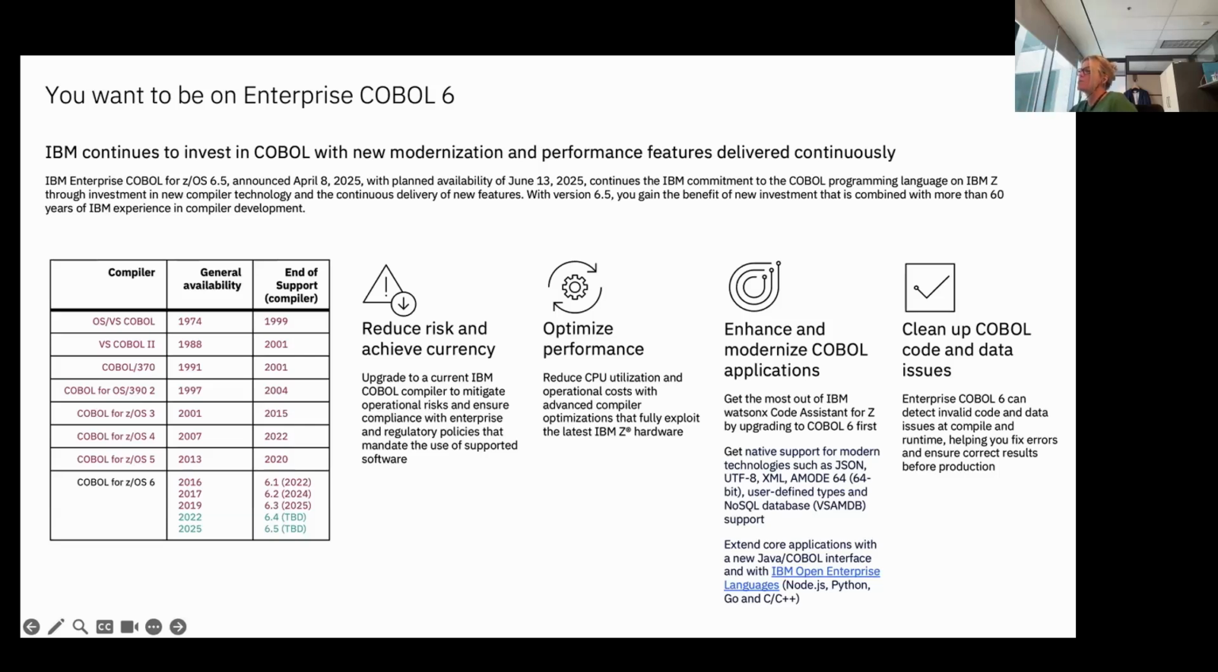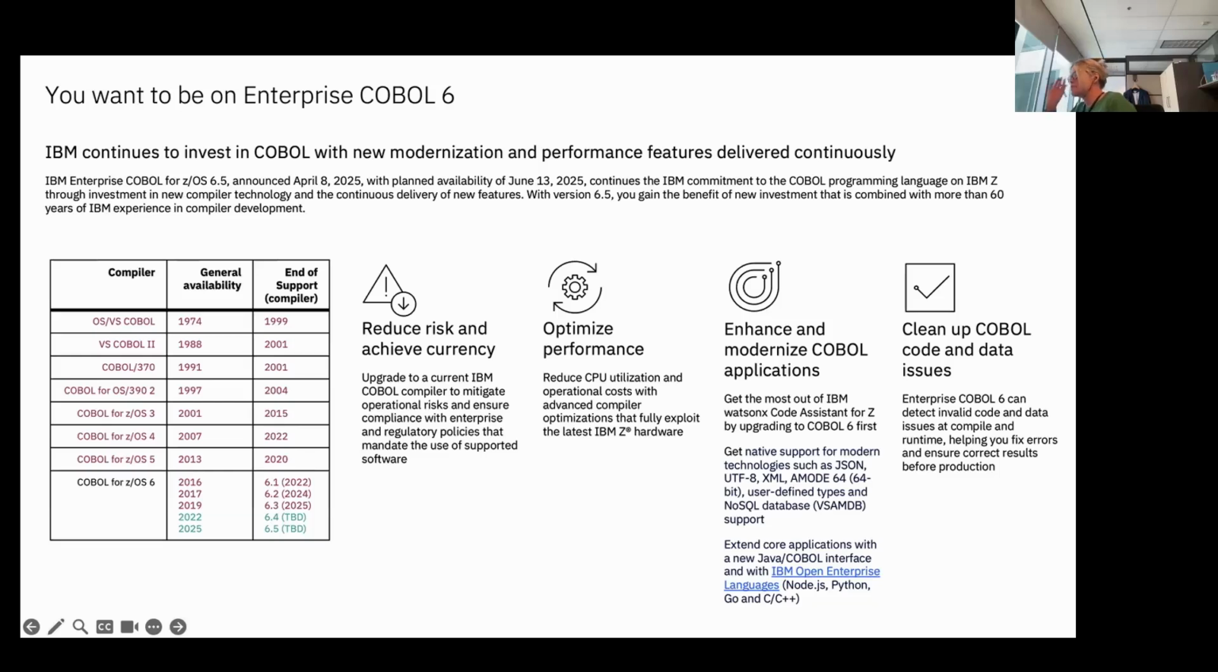In addition to reducing risks, you want to be on the latest compiler because the latest versions give you the best performance of your hardware. Only COBOL 6.5 can take advantage of the latest hardware features that come with Z17. And the same applies with COBOL 6.4, taking advantage of Z16. Running the latest hardware with your latest compiler will help you optimize your performance and potentially reduce CPU utilization and your operational costs.